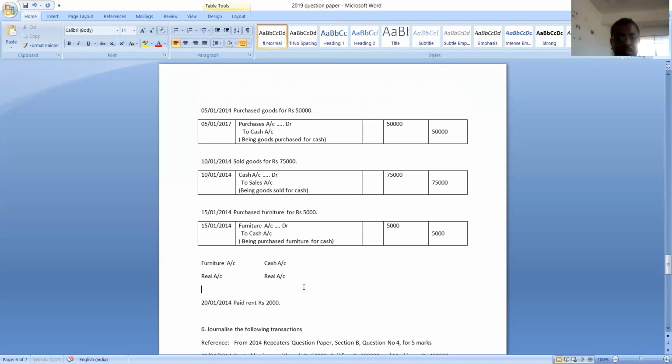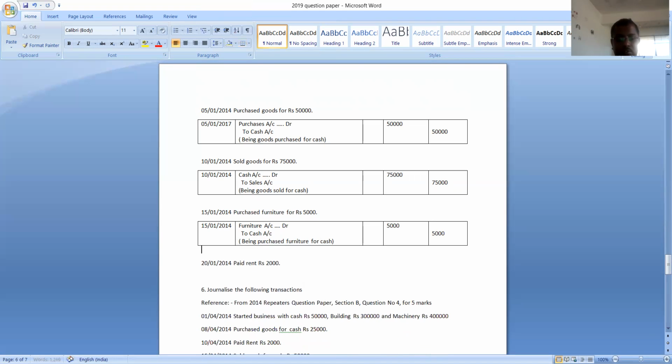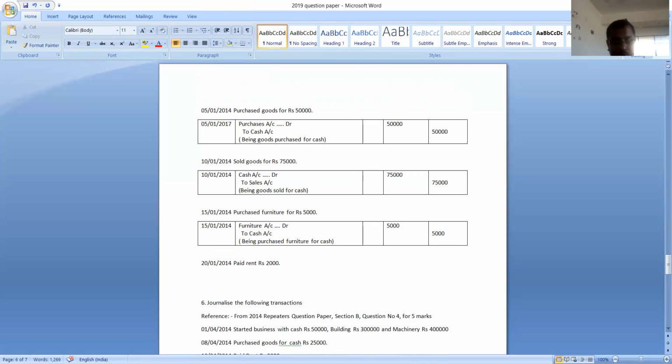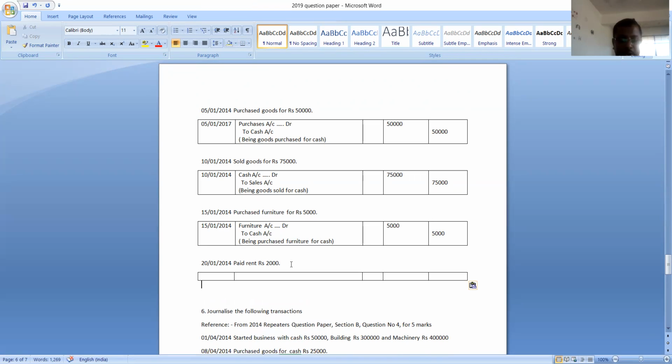Now let us pass the journal entry for the last transaction. It is a very simple transaction. Paid rent of rupees 2,000, dated 20th January 2014. Directly we will pass the journal entry, processing the transaction in the mind itself. Paid rent. Which are the two accounts? One is rent account and another one is cash account. Rent is a nominal account, right?